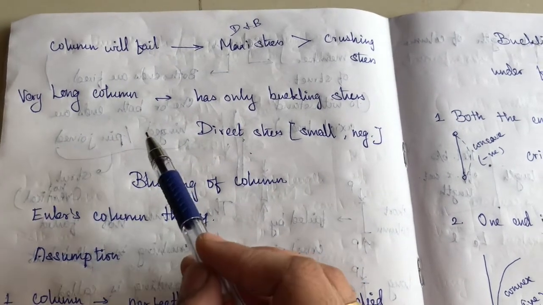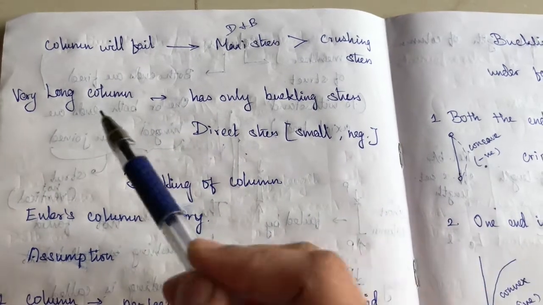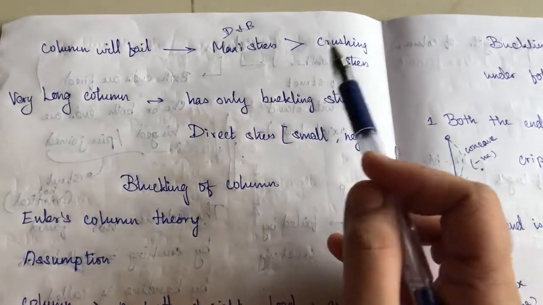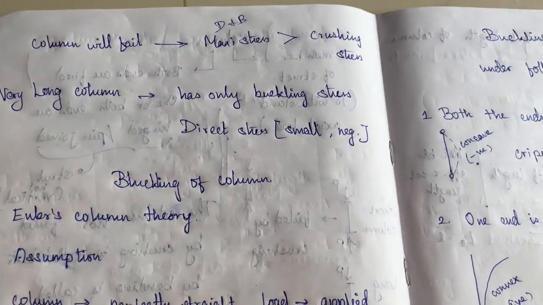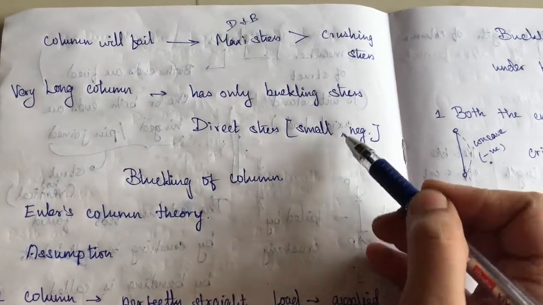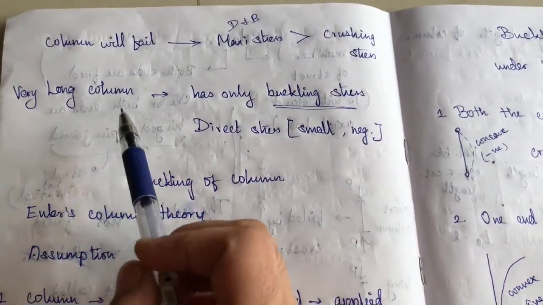A very long column has only buckling stress. So it fails only by buckling because the crushing stress will be constant there. The direct stress will be small and it is neglected. So only buckling stress. So it fails only by buckling.